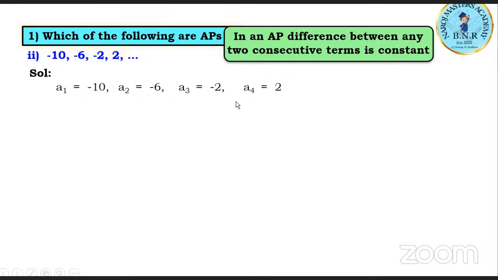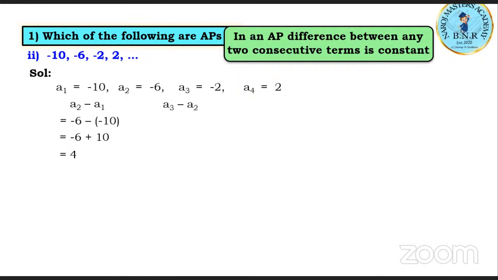Very good. Now, what is the formula to find the common difference? A2 minus A1, for the first difference. What is the value of A2? Minus 6. And A1 is minus 10. So minus into minus is plus. So minus 6 plus 10. How much is it? 4. So the first difference we got is 4.